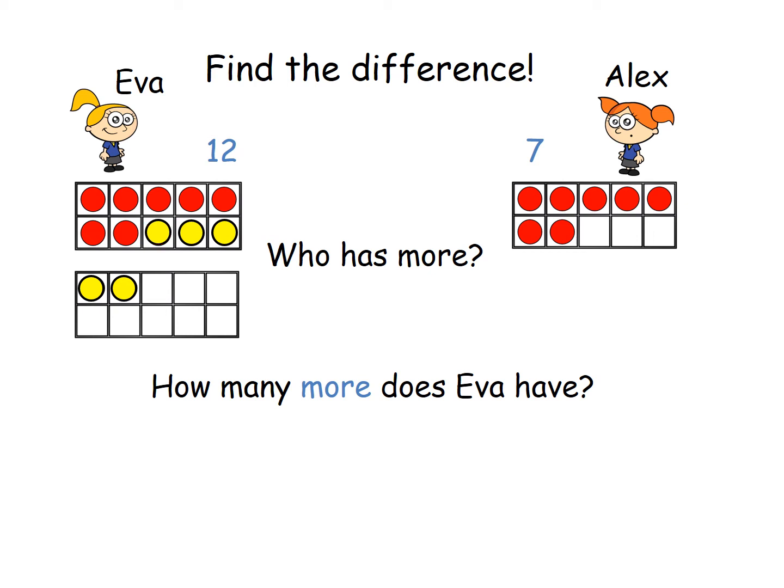So I can turn over all the counters to show how many more Ava has. And then that is my subtraction sentence. So it's 12 subtract 7, and we can see when we've turned them over, there are 5 counters more. So Ava has 5 more. Again, if you didn't have the picture to help you, you could have just subtracted the two numbers on your number line.